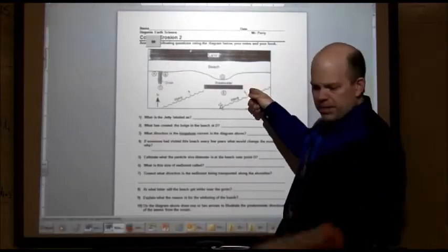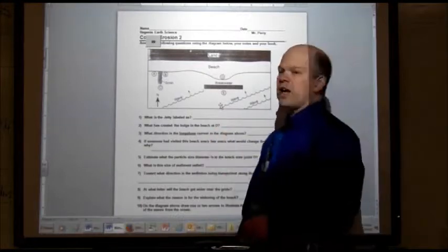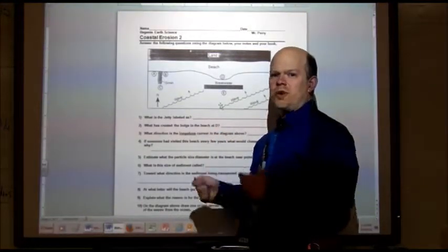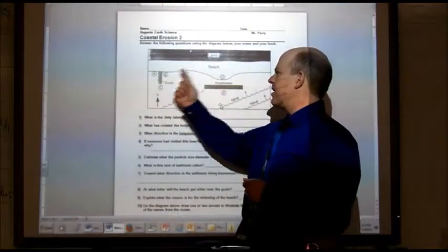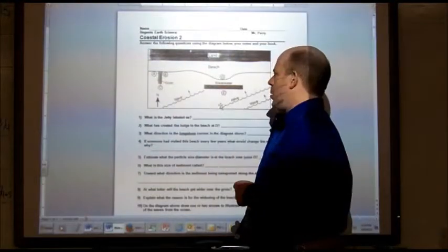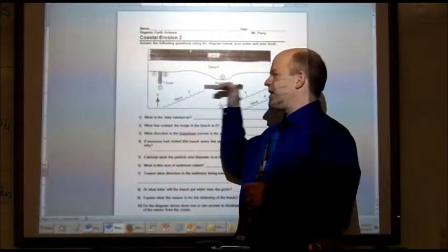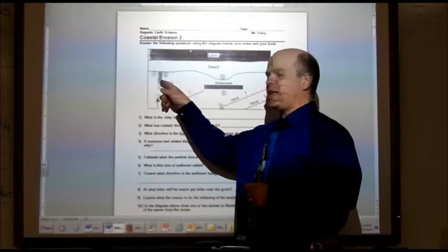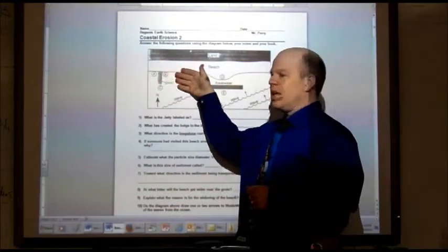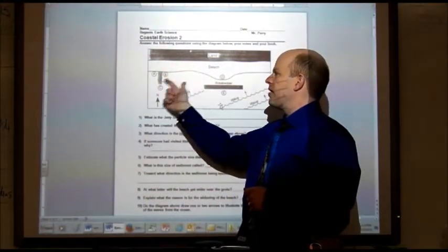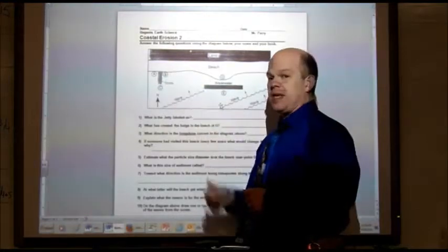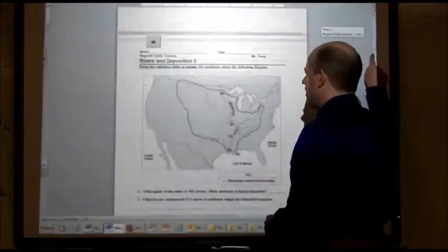So, picture. Where is the beach going to widen? It's going to widen at D and it's going to widen at B. Why at B? There's a longshore current carrying the sand down the beach. This jetty or groin is going to catch the sand and it's going to widen the beach at B.